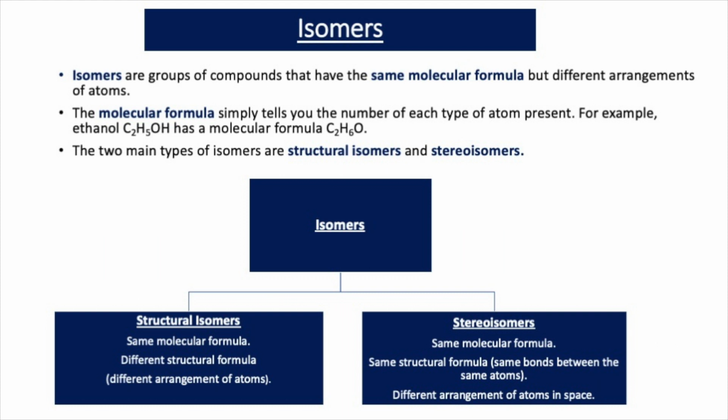The other main type of isomers that we'll be discussing in later videos are stereoisomers. Stereoisomers have the same molecular formula and the same structural formula. So in other words, they have the same bonds between the same atoms. Their only difference is that they have a different arrangement in space. These isomers include optical isomers and E and Z isomers, and we'll be discussing these in later lessons. In this lesson, we'll focus purely on structural isomers.